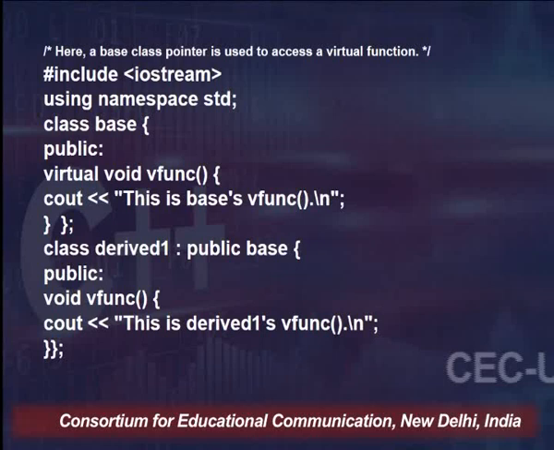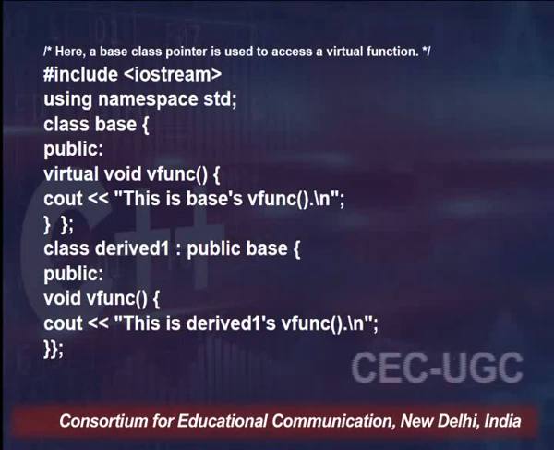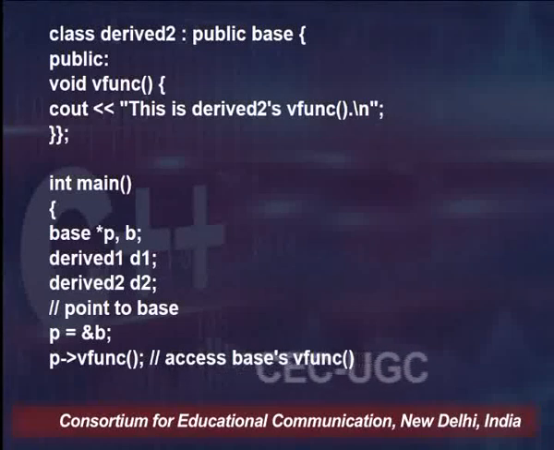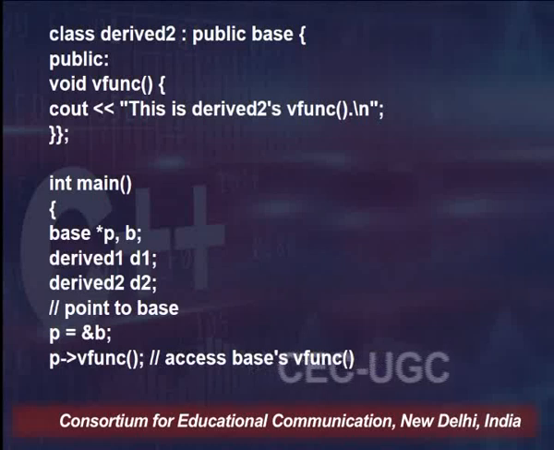Within the base class, we have preceded vfunc with the keyword virtual, while in derived 1 and derived 2 we have defined it as a normal function. This was the section of class definition. Now coming to the main function. Within the main function, see what is happening. Firstly, we have created one pointer which is pointing towards the base class, that's basically a base class pointer.